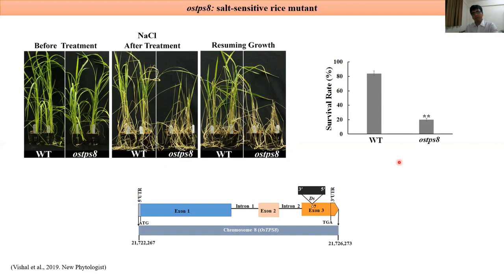What we observed in this case, you could see the mutant survival is only 20%, but the wild type is about 20%.